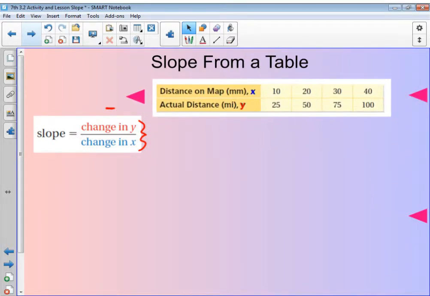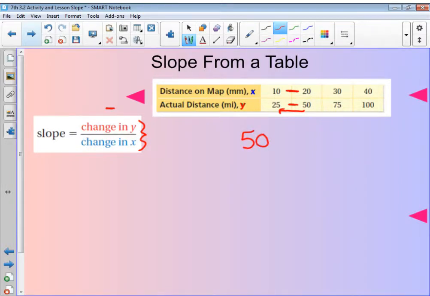When I look at this, I have my distance on a map, x, and the actual distance. So this is working with some ratios and a map. We need to do our change in y and our change in x. Our change in y is our difference, and our change in x is our difference. I'm going to put my y's on the top, and I'm going to work from right to left. So I'm going to do 50 minus 25 because those were my y's. My x's, remember, since I worked from right to left, I have to do the same thing with my x's. So 20 minus 10.